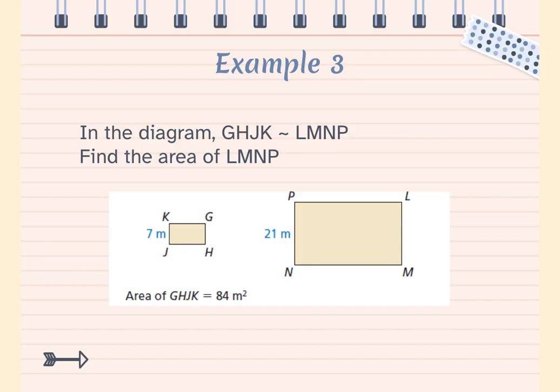All right, last question. In the diagram, GHJK is similar to LMNP. Find the area of LMNP. How do I do it? We don't have the scale factor yet, but we can find it, right? What's the scale factor? Order doesn't really matter here. You could do 3 to 1 or you could do 1 to 3, as long as you follow that same order when you're setting up the areas.